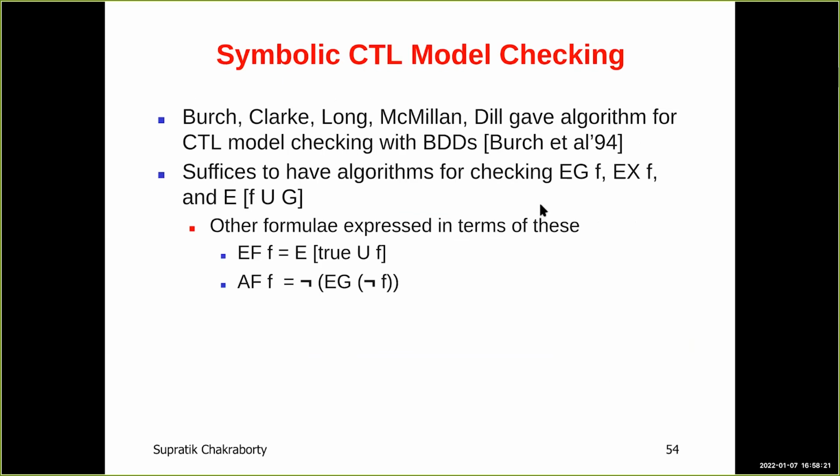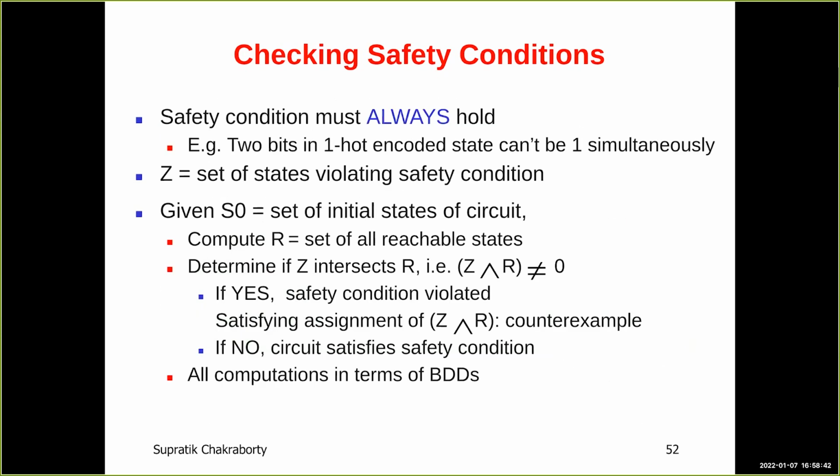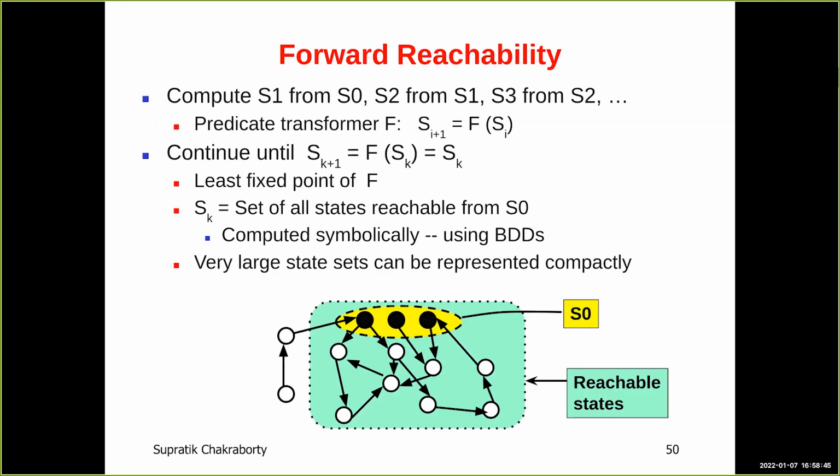As we said, it's sufficient to give algorithms for EG, EX, and EF until G, because all the other formulas can be represented like this. Each of these amounts to doing either forward reachability or backward reachability and marking states as you go. To figure out the marked states, we look at the formula that represents the marked states and either take the AND with it or take the OR with it, depending on whether we want to subtract from or add to the set of marked states.